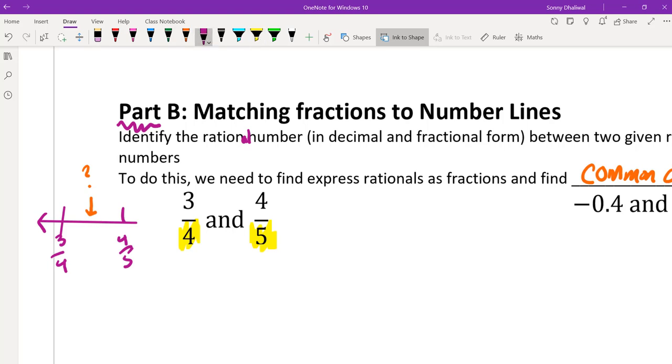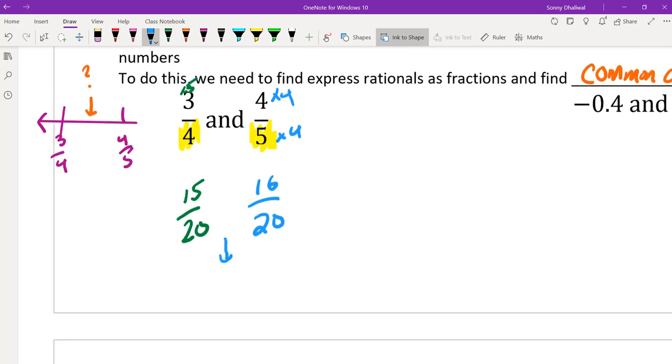So we need to multiply the first one by 5, which gives us 15 over 20. We multiply the second one by 4, which gives us 16 over 20. Okay? Now they have the same denominator, so we can compare the tops. We have 15 and we have 16. What number is halfway between 15 and 16? 15.5. 15.5 over 20.